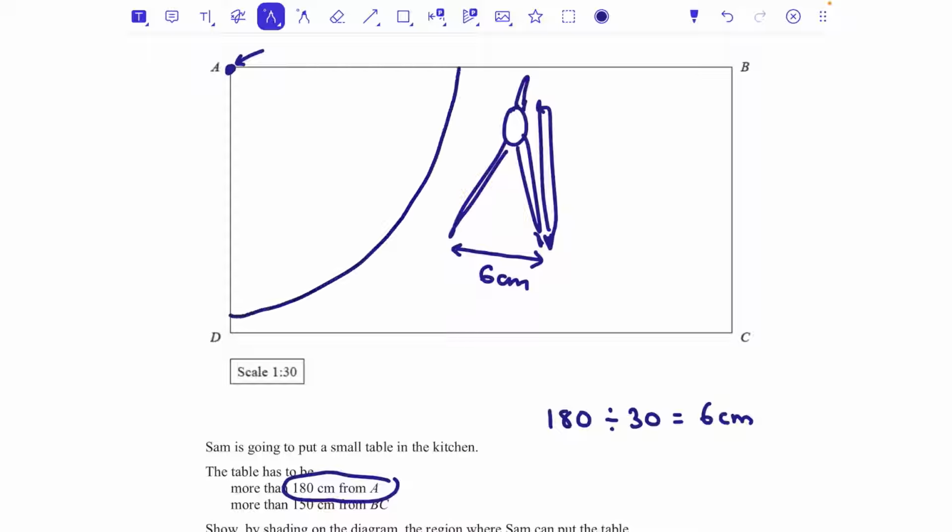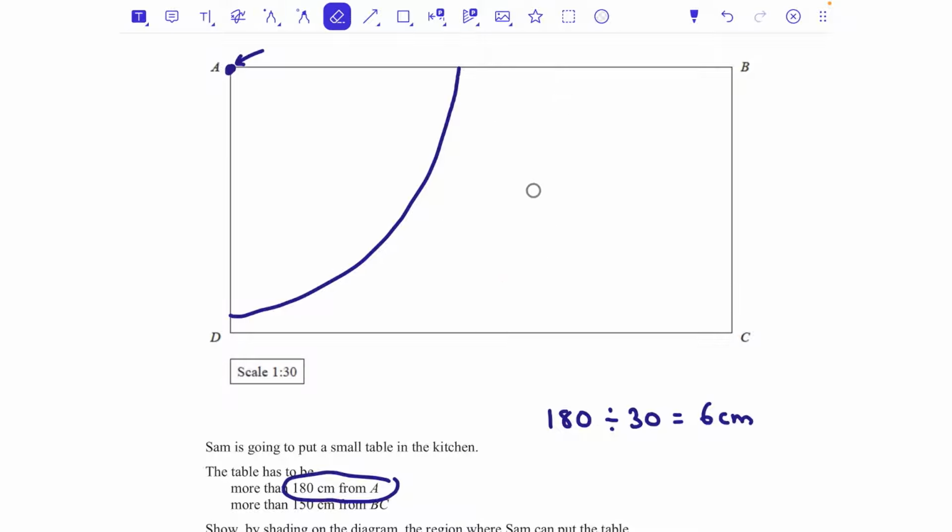It's going to make a quarter circle 6 centimetres away from A. Okay, that's how big that would be. Something like that. Yours might be slightly different. I don't know because I'm doing it not to scale.